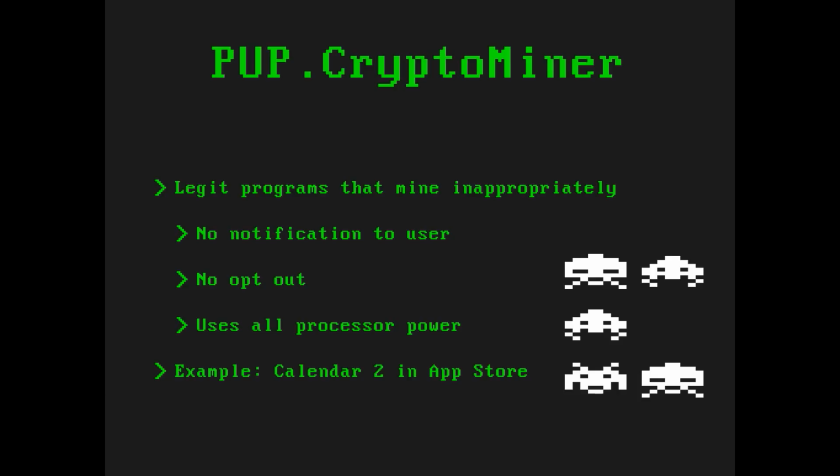The PUP.CryptoMiner is sort of a general category for any kind of applications that are doing crypto mining in kind of a sneaky way, but they're not outright malicious. So some things that will get them detected are if they're doing crypto mining, but they have not informed the user in any clear way that they're doing crypto mining. Maybe it's hidden in some fine print somewhere, but not anywhere the user can see it. Or if they don't give the user an opt-out, so you're having the crypto mining going on, but there's no way that you can stop it if you wanted to.